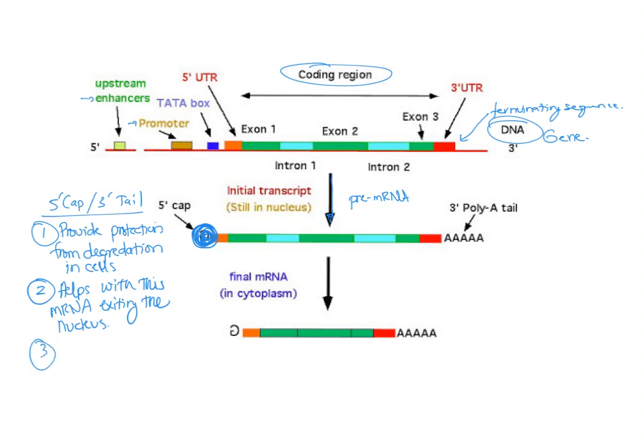And then the last reason is that especially the 5' cap and 3' poly A tail are going to facilitate the ribosome attachment for translation. Okay. All right, so there are our three main purposes.